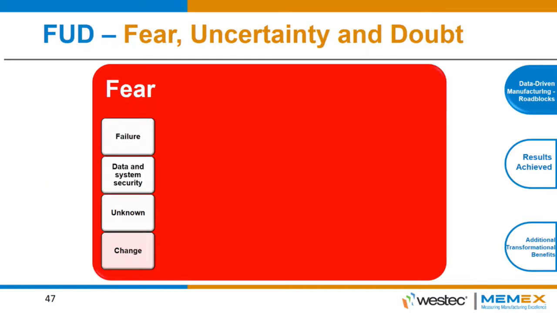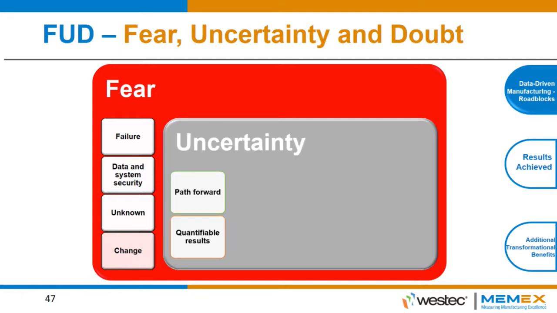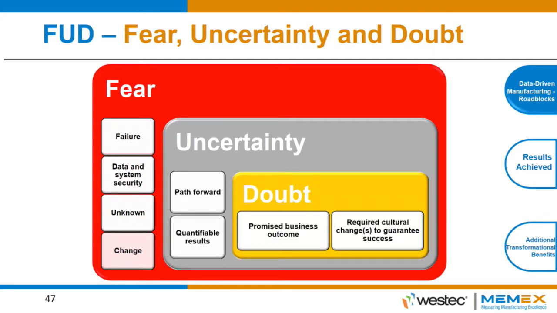I want to talk a little bit about fear, uncertainty, and doubt. Fear of failure, fear of data system security, fear of the unknown, and fear of change. These are typical fears that we see when people are deciding whether to embark on this journey or not. Uncertainty: I'm uncertain of the path forward, and I'm uncertain that these results that have been promised are actually going to apply to me. And then the doubt about the promised business outcome, and doubt about the cultural change required to embrace this technology.